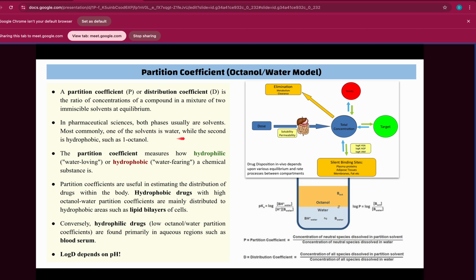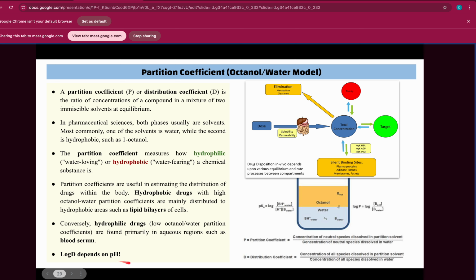In pharmaceutical sciences, both the phases are usually solvents. Most commonly one of the solvents is water while the other one is hydrophobic, for example 1-octanol. Partition coefficient measures how hydrophilic or hydrophobic a chemical compound is, and this is useful because hydrophobic drugs with high octanol-to-water partition coefficients are mainly distributed to hydrophobic areas such as the lipid bilayers of cells, whereas hydrophilic drugs, which have a low octanol-to-water coefficient, are distributed throughout aqueous regions such as blood serum.